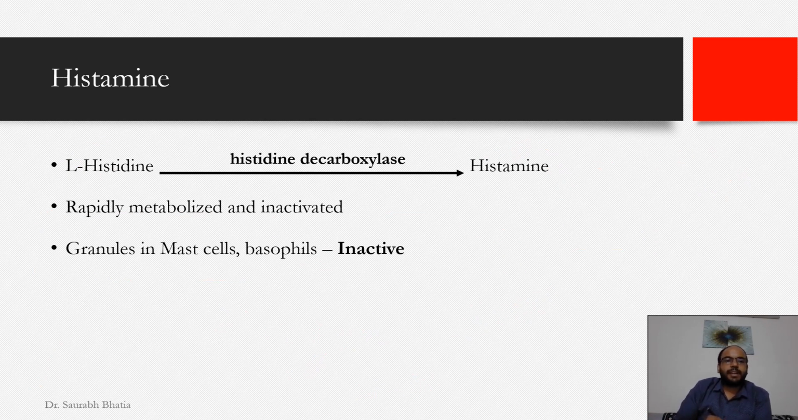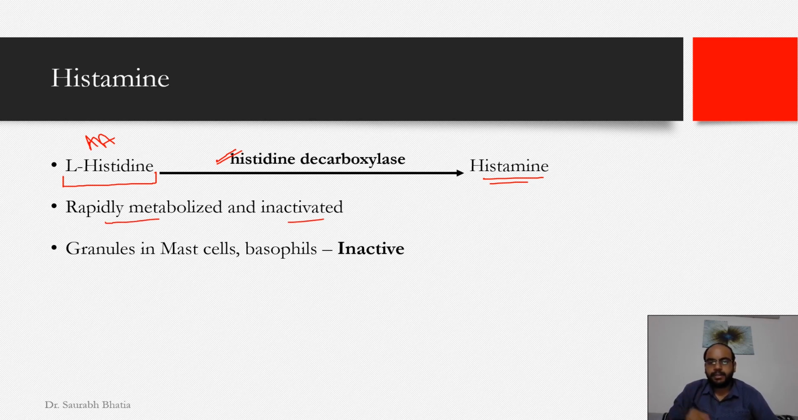Now histamine is made by the conversion of L-histidine, which is an amino acid. L-histidine gets converted by the enzyme histidine decarboxylase into histamine. Okay, so histamine is made from L-histidine by the action of histidine decarboxylase. Okay, histamine is rapidly metabolized and inactivated. Remember that histamine comes from a class of drugs called autocoids.